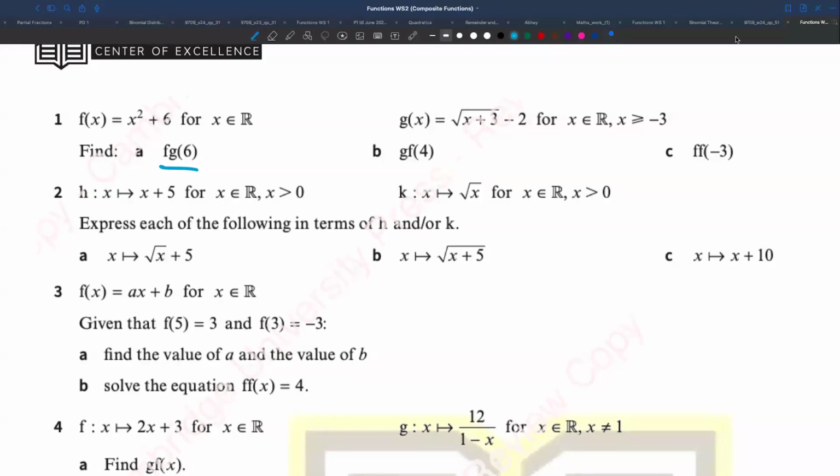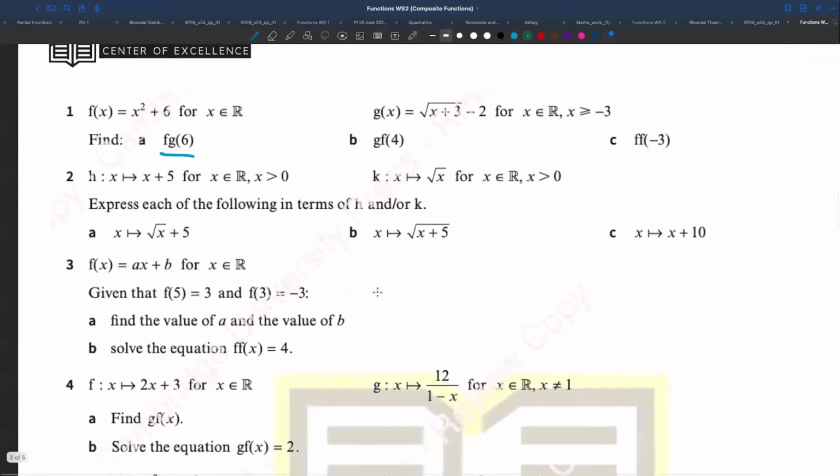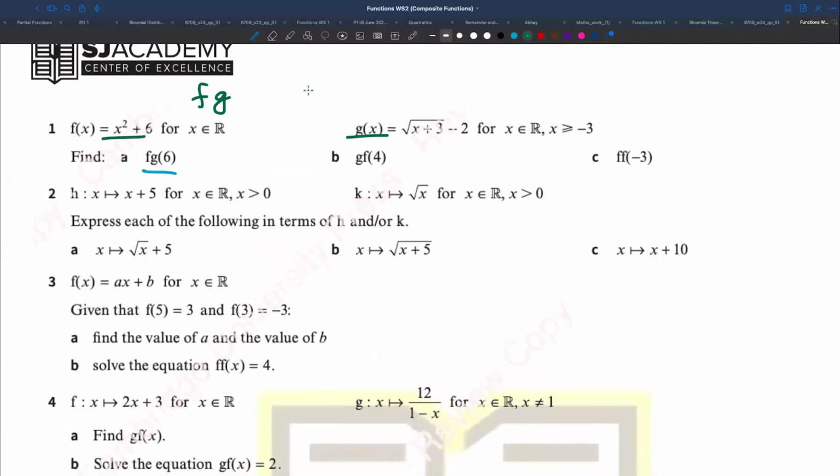Now look, in question 2, it says h of x is x plus 5, k of x is root x. Express each of the following. Now listen, in question 1, you were given f and g, and they could ask fg, gf, or ff, right? If f is x squared plus 6, you write x squared plus 6 in place of x, and the whole square also comes in.